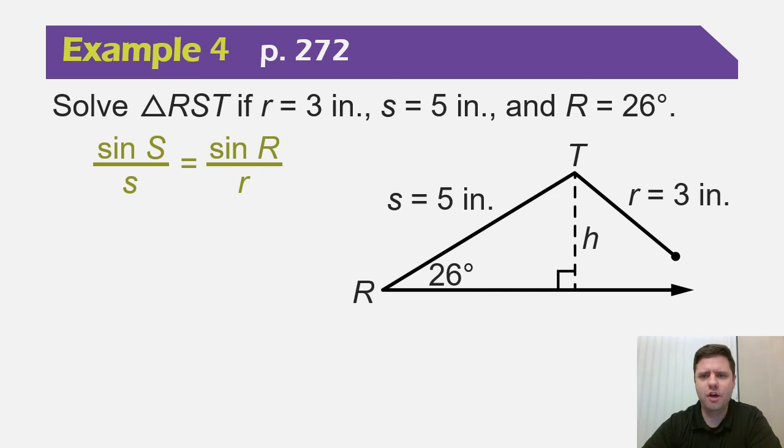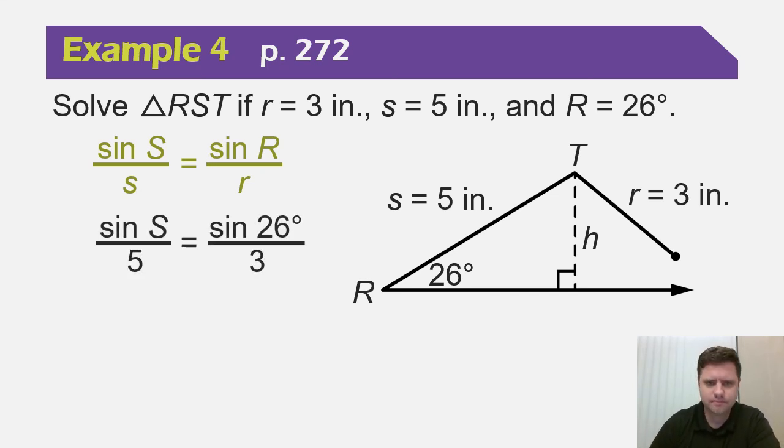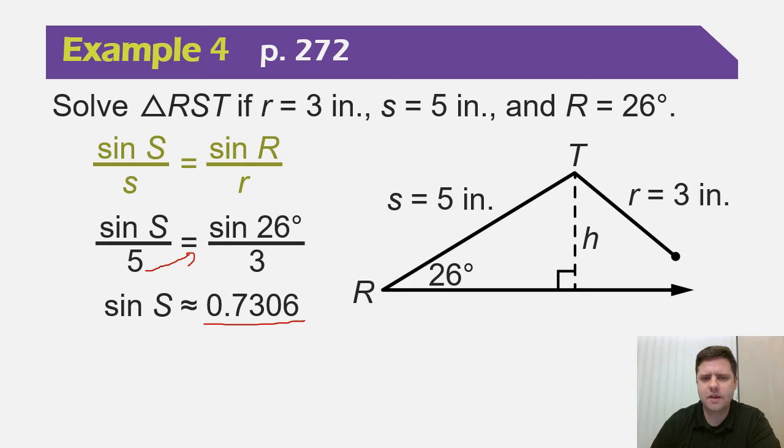And let's now just solve for that. We can use the sine of S over S equals sine R over R and get these values. We can then multiply this 5 up, and we get the sine of S equals 0.7306. Remember, this is a number between -1 and 1, so we will get a value if we take the arc sine of this number, and we get 46.9.